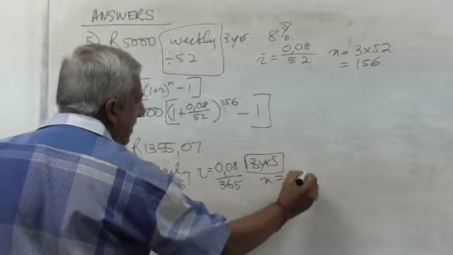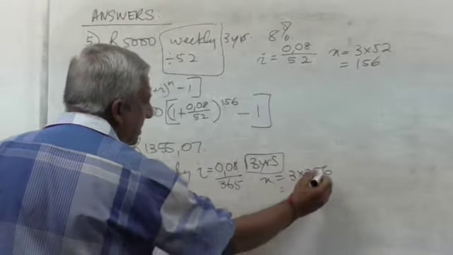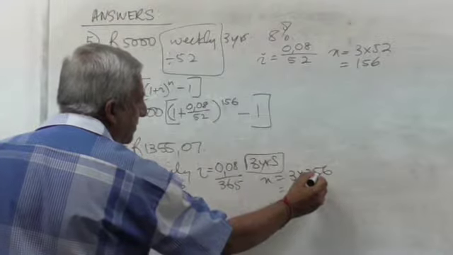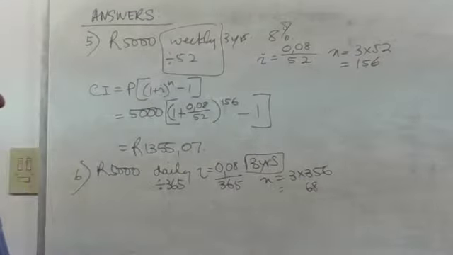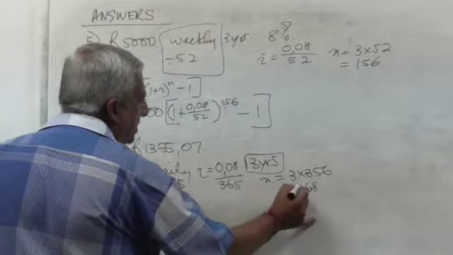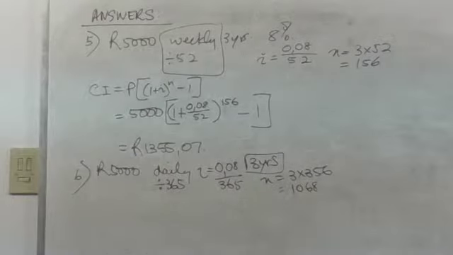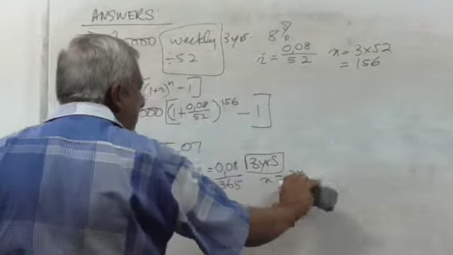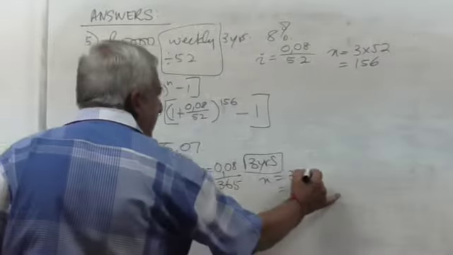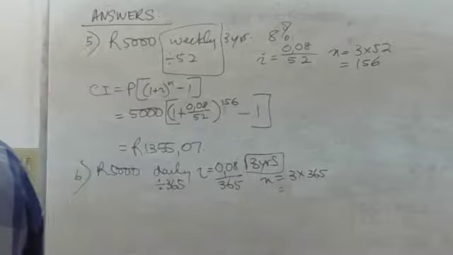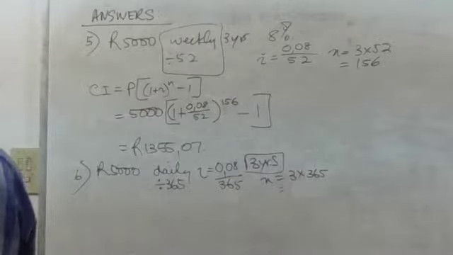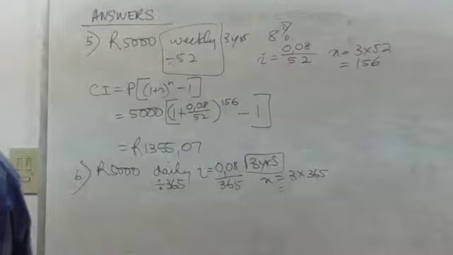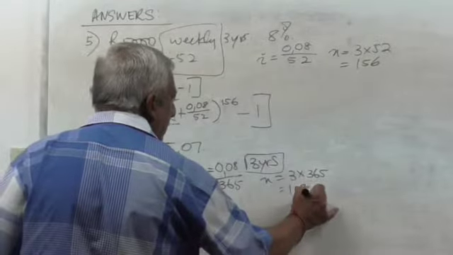will be 3 times 356. 3 times 6 is 18, write 8 carry 1... so N becomes 1068. Let's just check that quickly before we make a mistake. Oh, sorry, that is a mistake. It's not 356, it is 365. 3 times 365 will give you 1095.